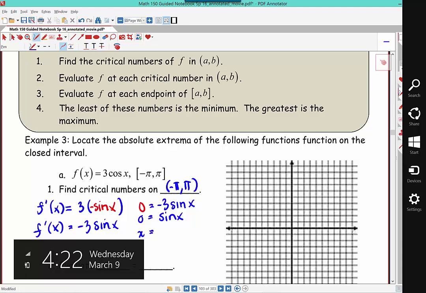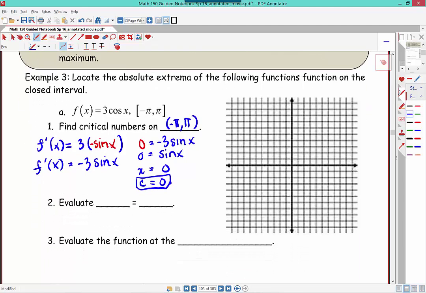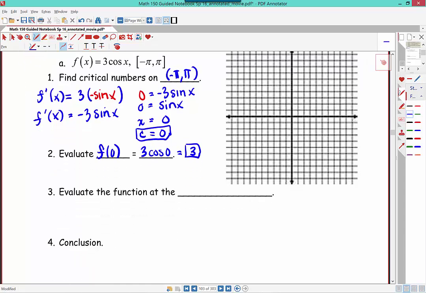Okay. So now we have our x is going to be equal to, from negative pi to pi, we would just be at 0 because it's on the open interval. So our critical number c is 0. Now we evaluate f at 0, our critical number, and that would be 3 times cosine at 0, which is just 3. And then evaluate the function at the endpoints.